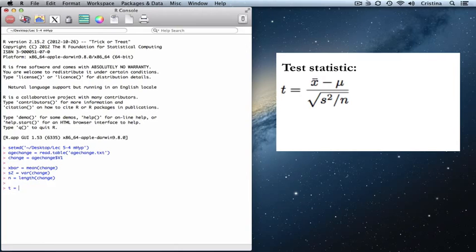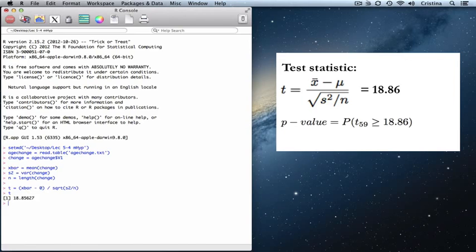We have x bar minus the null hypothesized mean, 0, divided by the square root of s squared over n, and we obtain a test statistic of 18.86. Now the p-value is the probability above 18.86 from the t-distribution with n-1 degrees of freedom.